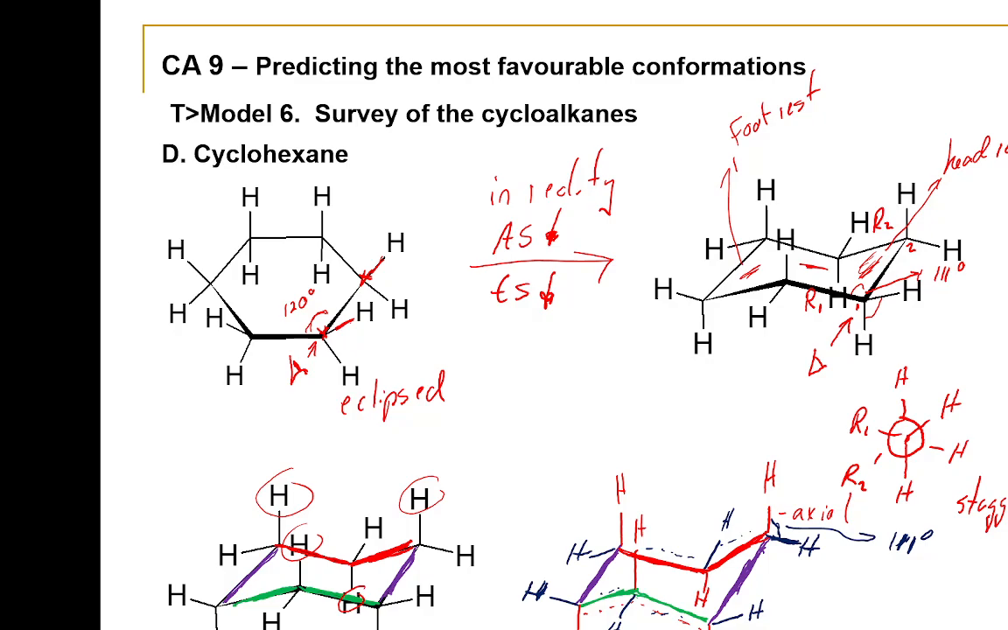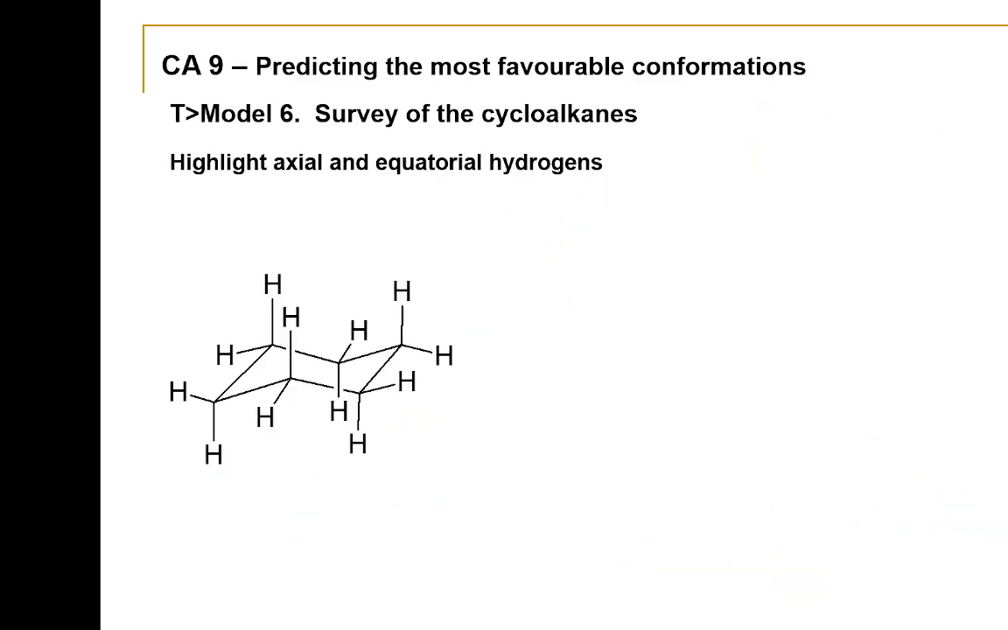Questions so far? One of the things that we've done so far is we've established that going from the planar structure to the chair, there's improvement in angle strain, there's improvement in torsional strain. And then the next thing is we've practiced a little bit about how to actually draw the chair. So I'm taking some time here because, as I said, this can be tricky the first time you go through this. So just at the bottom of page 95, I say highlight axial and equatorial hydrogens. I'd like you to have some practice in doing this.